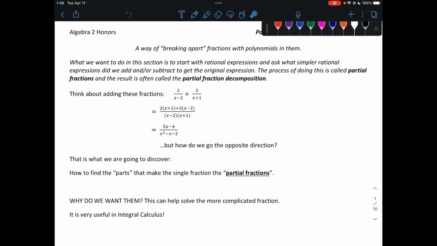Well, there's really only one thing that I can think of that uses this in mathematics, and that would be in integral calculus. We would need to do this in order to do some integration, which you'll get to in a few years.